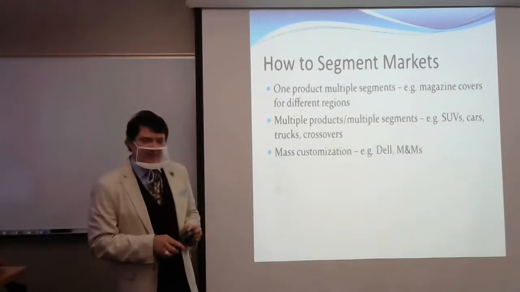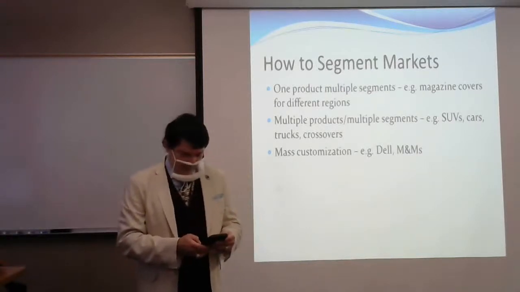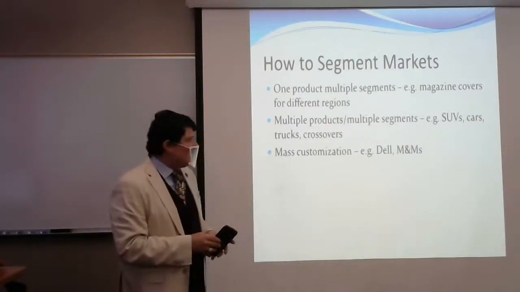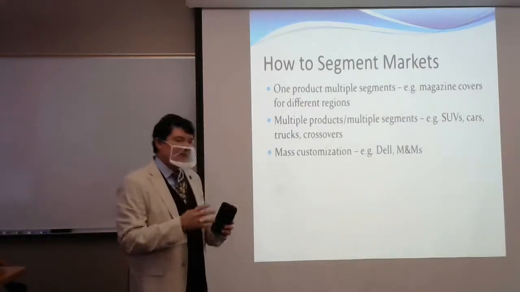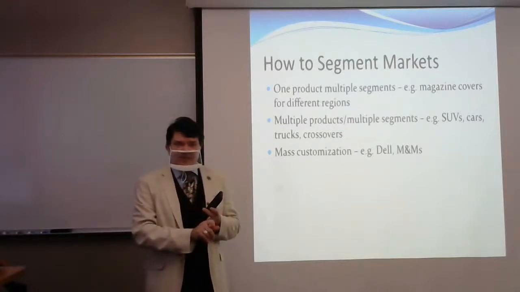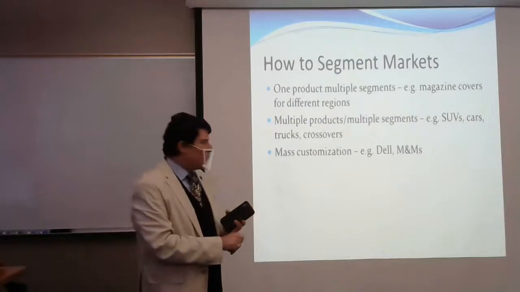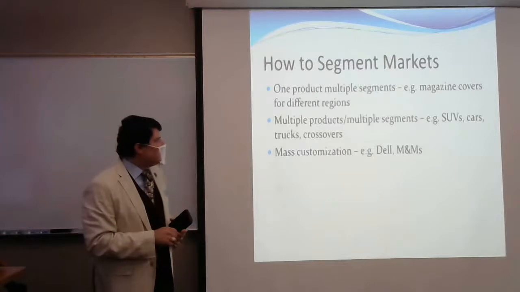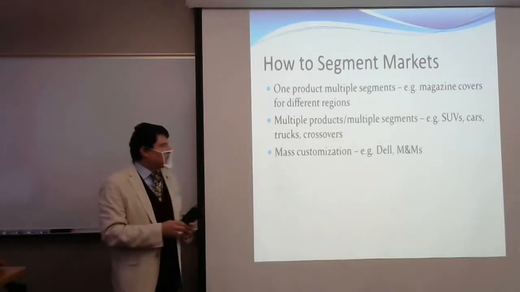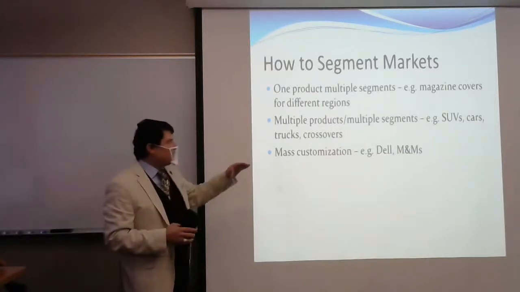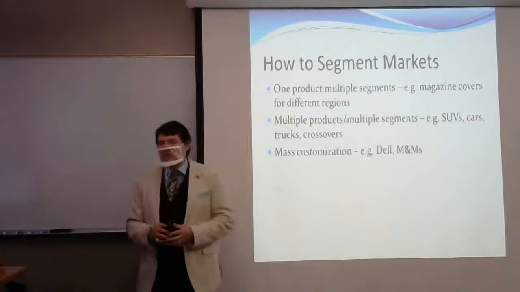So you used to order Dell computers online or over the phone, and they would customize it according to the type of processor you want, the suite of software that you wanted, and all the other types of bells and features that you wanted. So you could have on one product multiple segments. You can have multiple products with multiple segments, and then you can engage in mass customization. And more and more, we're engaging in mass customization of products.